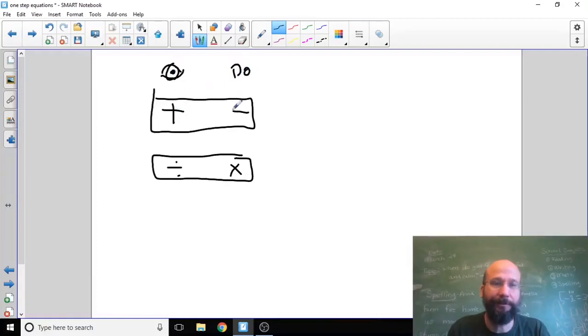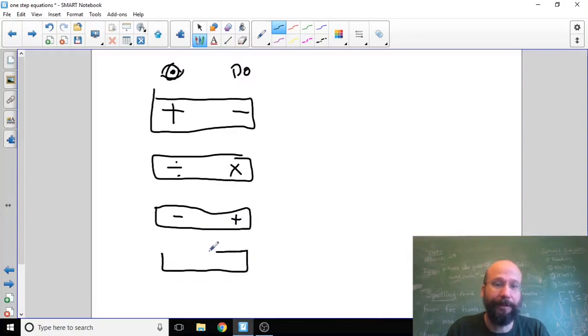So if you see plus, you do subtract. If you see division, you do multiplication. And the opposite would be true. If you see subtraction, you do addition. If you see multiplication, you do division. And we can deal with the negative numbers as we see them, but this is super important.